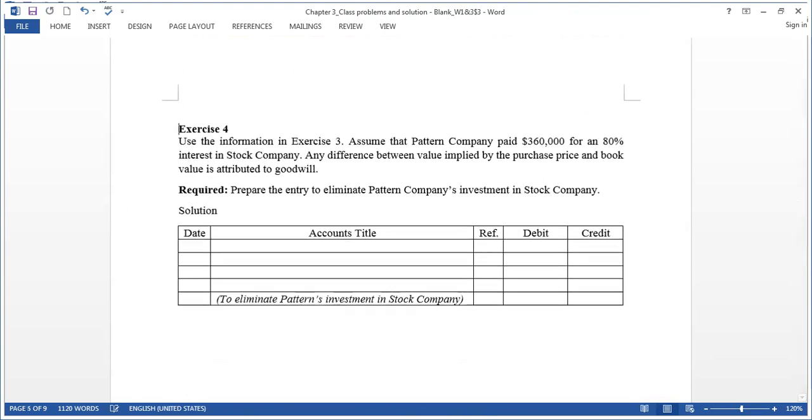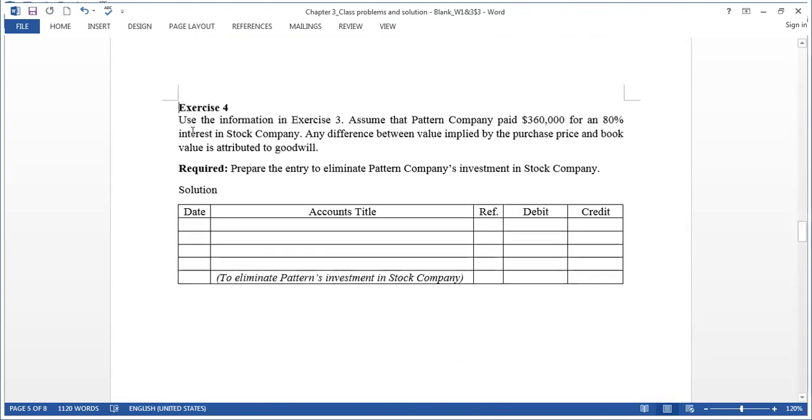So question 4 is also very easy. Use the information in exercise 3. We are going to use all the information from exercise 3 and assume that the parent company paid 360,000 before they paid 450. Before they acquired 100%, now they acquired 80%. So as it is 80%, you have to think about your NCI, non-controlling interest.